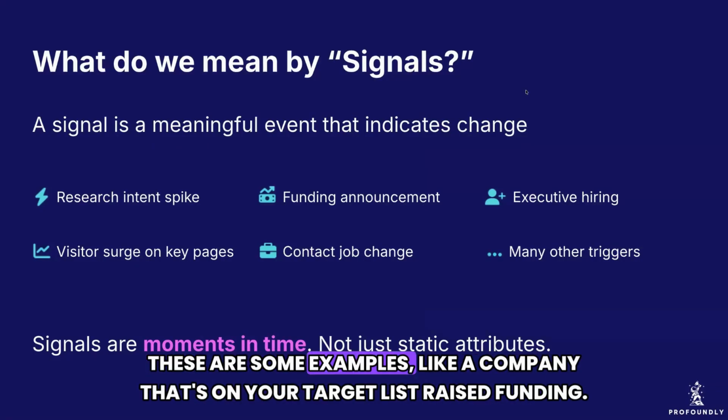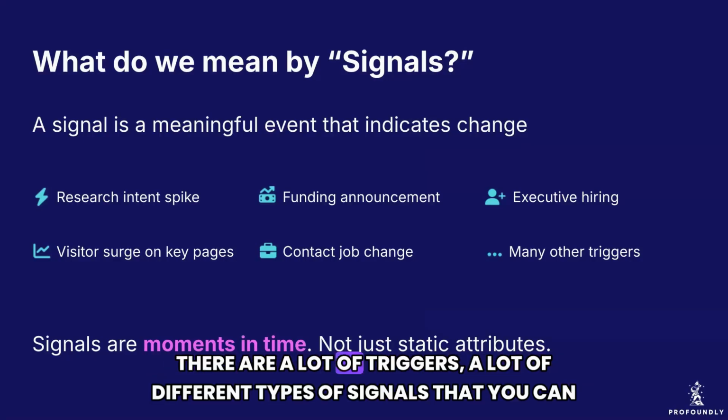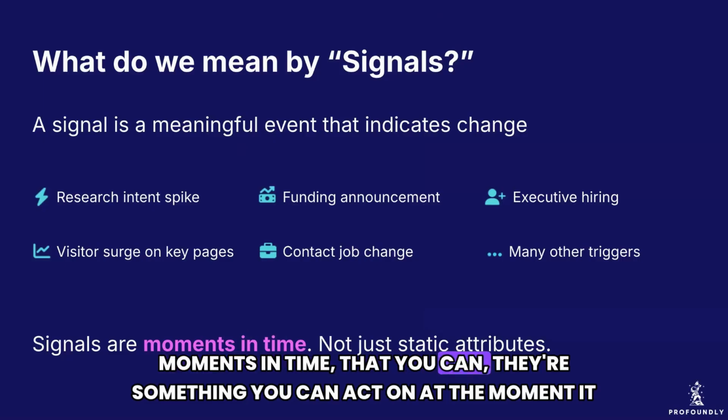These are some examples, like a company that's on your target list raised funding, or a company hired a new executive. There are a lot of triggers, a lot of different types of signals that you could use. The important thing about them is that they are meaningful to you and that they're moments in time, where there's something you can act on at the moment it happens.